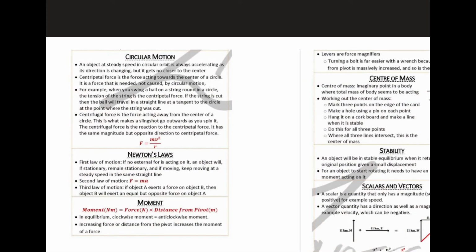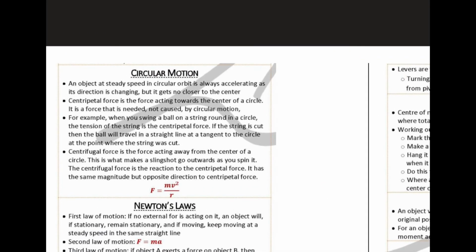Here is the starting of circular motion. Okay. Now for circular motion, let's see the explanation over there. An object at steady speed in circular orbit is always accelerating as its direction is changing, but it gets no closer to the center. So what are they talking about? I'll give you some example.